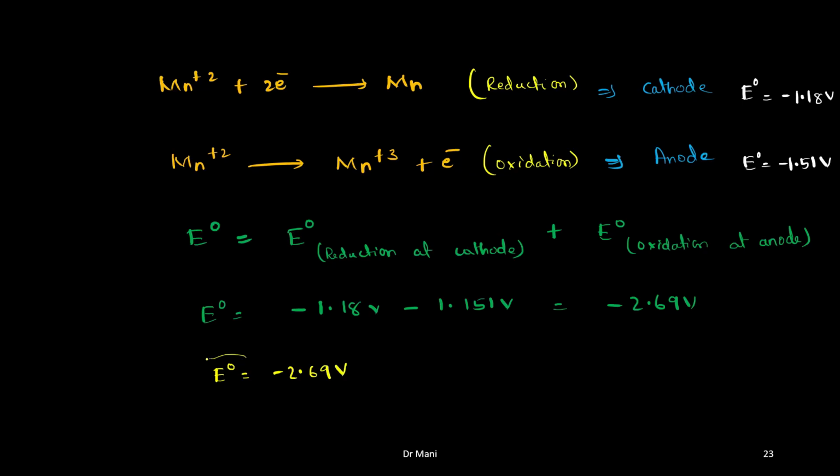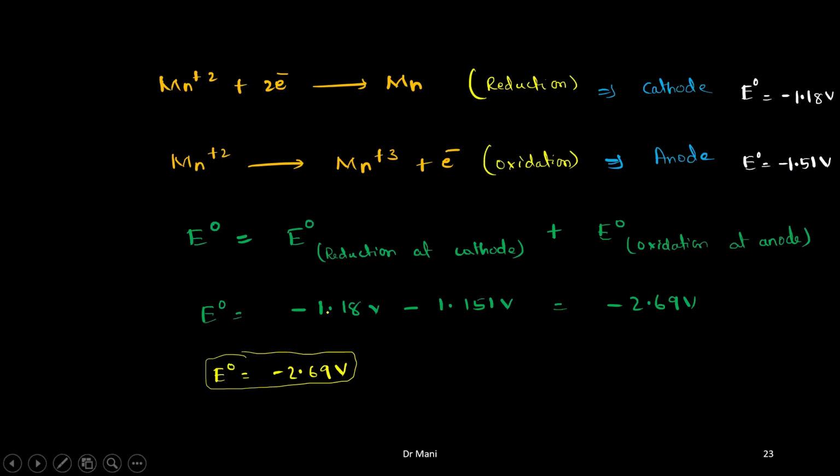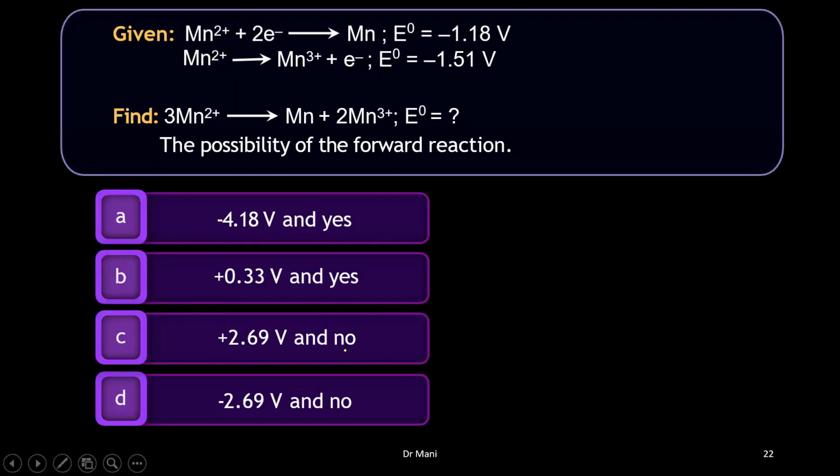Now see this one. You got the E naught value. So now, the possibility of the forward reaction, yes or no? How does the possibility of the forward reaction happen? It depends on whether the reaction is spontaneous or non-spontaneous. If it is spontaneous, without any external source, the reaction will happen forward. That means the reaction is taking place. If it is non-spontaneous, unless you supply an external source of energy, the reaction will not happen.